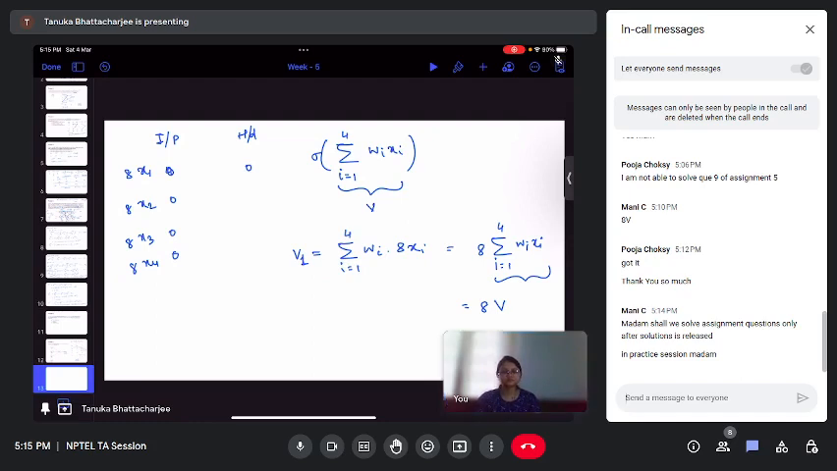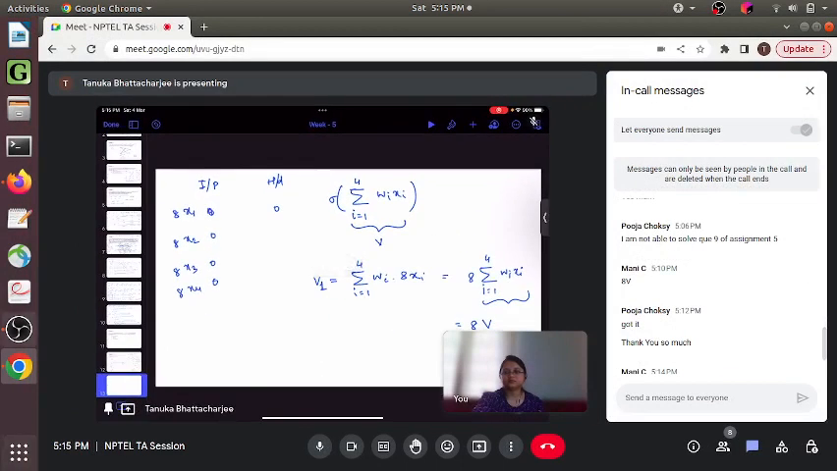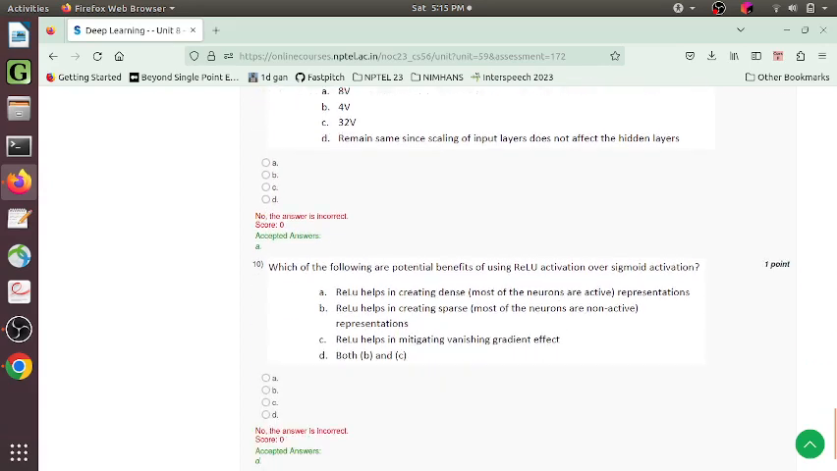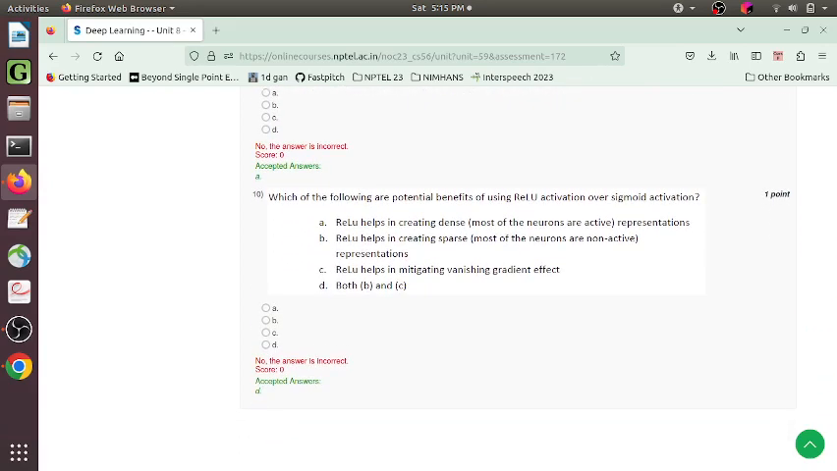Ma'am, assignment 5, question number 10. So here in option B, they have mentioned that ReLU function helps in creating sparse representation. So what is the exact meaning of this? Okay, let me see the question once. Which of the following are potential benefits of using ReLU activation over sigmoid activation? It is sparse representation.